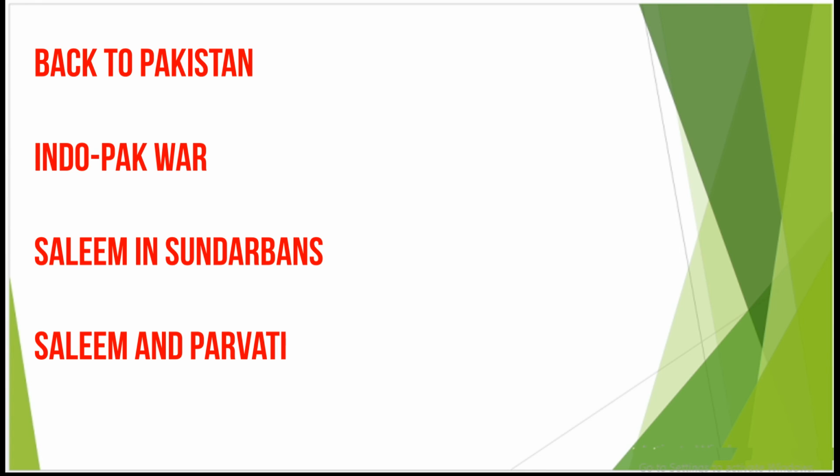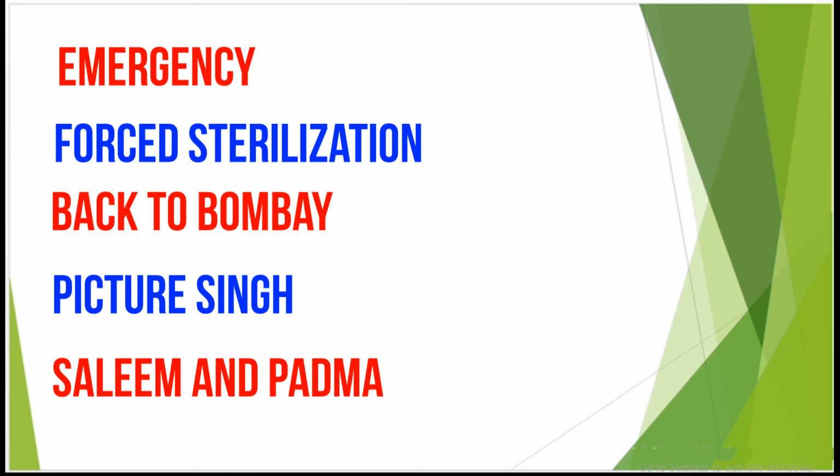Then again, the canvas shifts to the political scenario in India in the 1970s. India under Indira Gandhi. Indira Gandhi was the Prime Minister of India and she had declared emergency in 1975 and the forced sterilization campaign had started. Shortly after Parvati gives birth to her son, the government decimates the magician's ghetto. Parvati dies and Shiva manages to capture Saleem, and Saleem is taken to a sterilization camp.